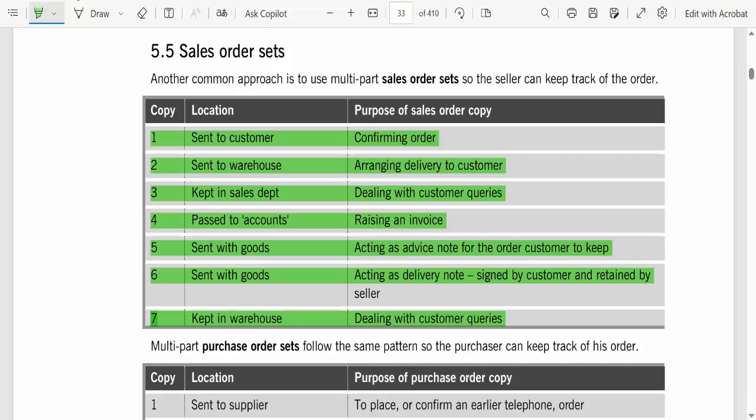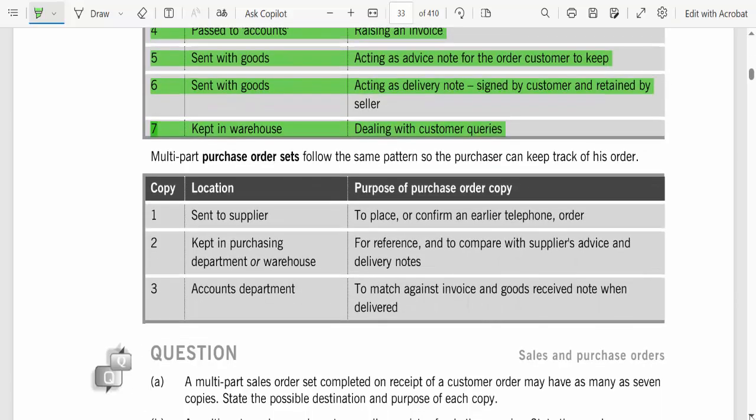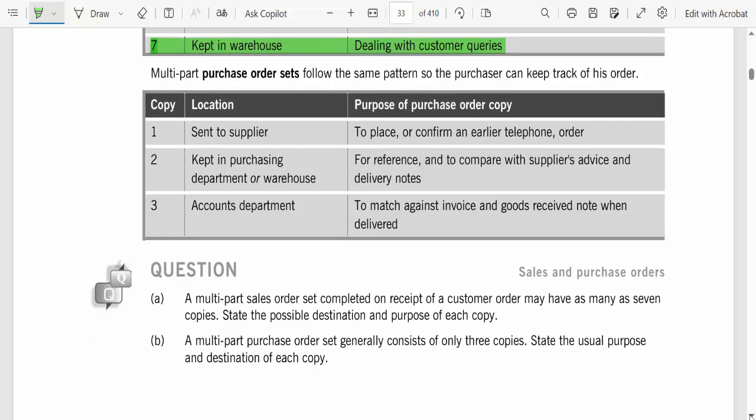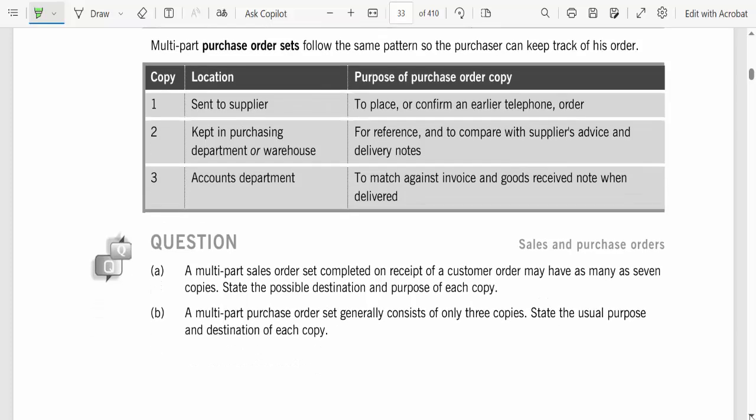Just like sales orders, purchase order sets also come in multiple copies to help the buyer keep track of what they ordered. Each copy has a specific purpose to ensure that the purchasing, receiving, and accounting departments are all on the same page. Purchase order copy locations and purposes. 1. Copy 1. Sent to the supplier, placing or confirming the order.